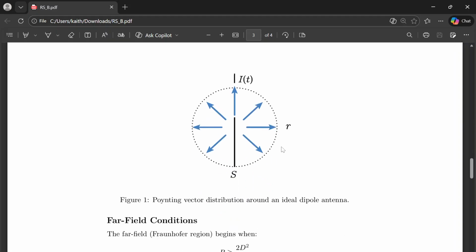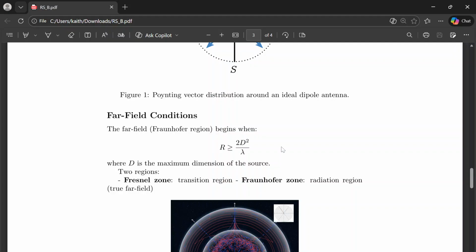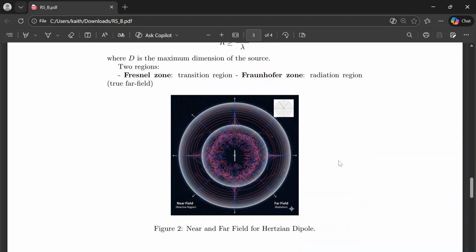This is the visualization of the Poynting vector distribution around an ideal dipole antenna. Now I would like to discuss more about the far field conditions. The far field, also known as the Fraunhofer region, is, as I said, the region where the distance r is greater than or equal to 2d square by lambda, where d is the maximum dimension of the source. As you can see in this picture, this is the ideal dipole, this is the near field, and this is the far field. The near field is also called the transition region or the Fresnel zone, and the far field is also known as the Fraunhofer zone.